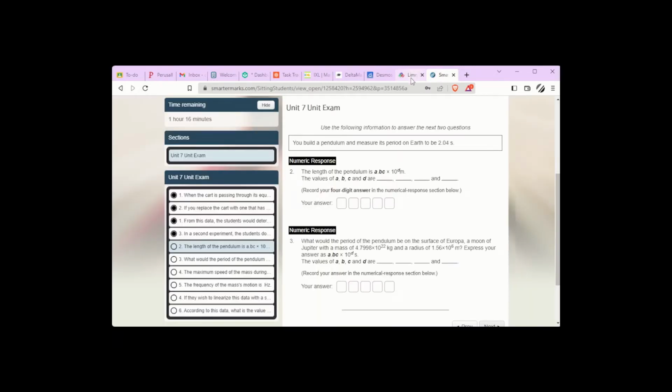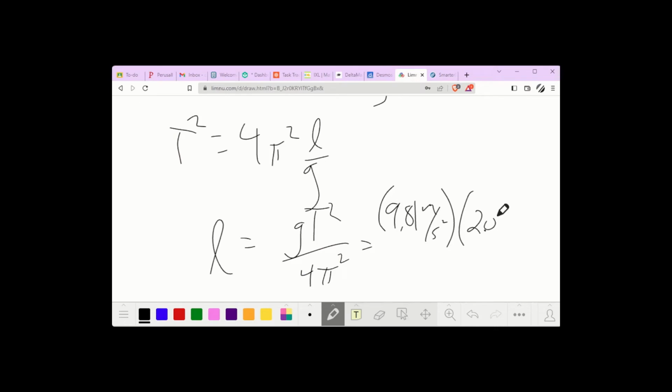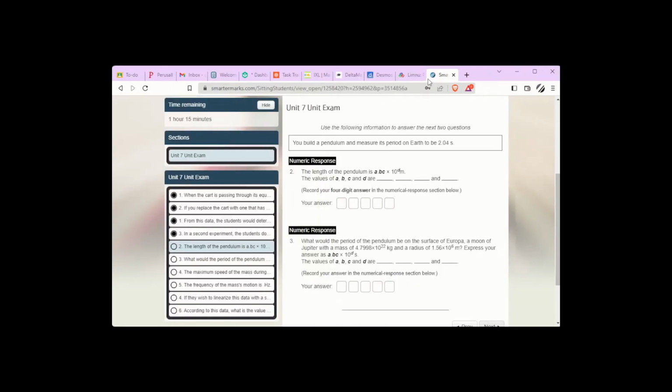Our period is 2.04 seconds. We square that. And we divide that by 4 pi squared. And we end up with 1.03 times 10 to the 0. Some of you, the most common error was to actually have a 1 here for the exponent. But if the number is just 1.03, you don't need a 1. That's a 0 because you don't have to multiply it by 10 to anything.